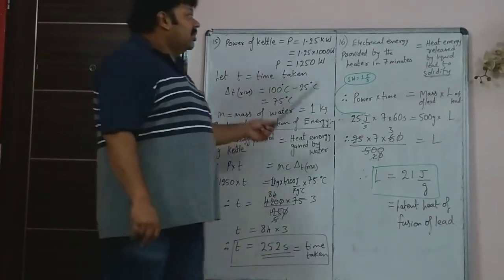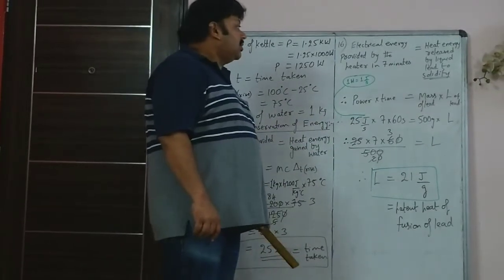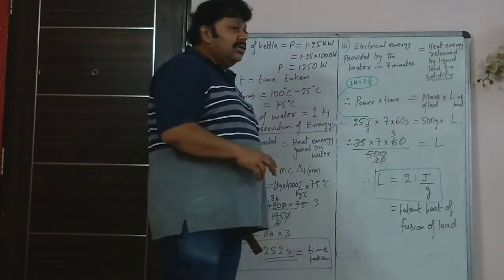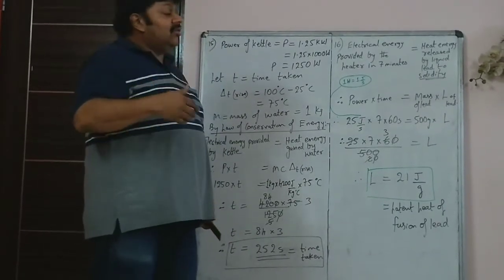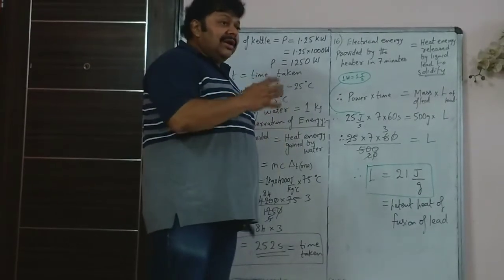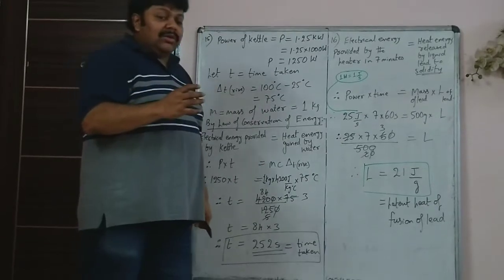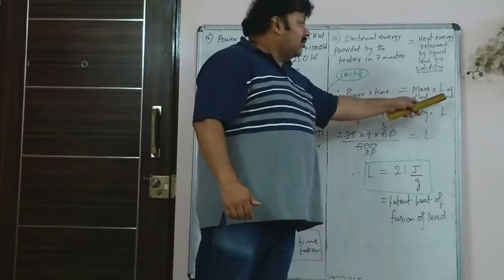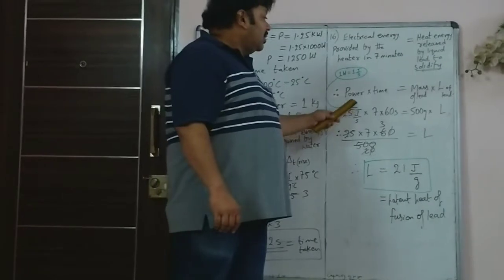16th sum is also similar to that. Electrical energy is provided by a heater. In 7 minutes, whatever energy is provided by the heater, when you switch off the device, it is assumed that lead is losing heat at the same rate. So in 7 minutes, the lead which was in the liquid state continues to remain, and after 7 minutes it starts freezing. So the amount of heat energy liberated during those 7 minutes is power into time.